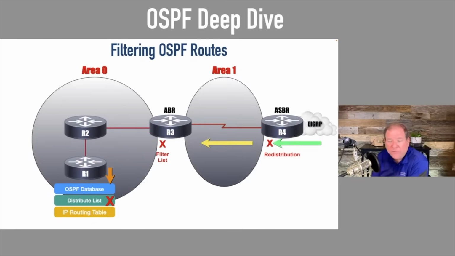Let's say that we want to filter out 10.1.1.0/24. We can filter it as it goes between the OSPF database and the router's IP routing table. During that population of the IP routing table, we just pick it out. We get rid of it in the middle before it gets to the router's IP routing table with something called a distribute list. I'm going to demonstrate that for you.